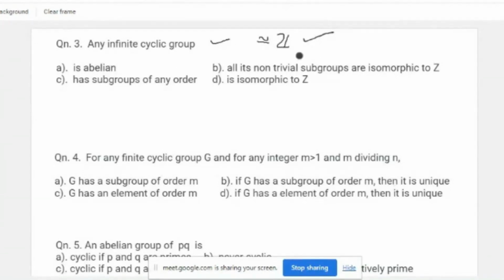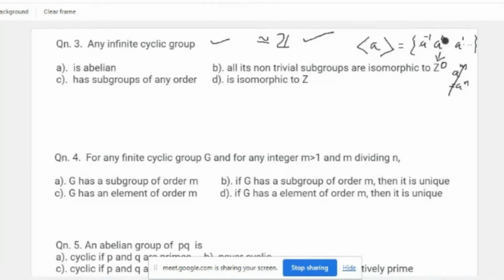Okay. Any infinite cyclic group, because a cyclic group is a group generated by a single element. And if it is infinite, you can see that all the members of this are a to the power 0, a to the power 1, a to the power minus 1, etc. Okay, these are the members. Never a raised to m equal to a raised to n happens if m is not equal to n. This is not true in this case, if it is an infinite group. So there is a natural isomorphism between this group and Z.